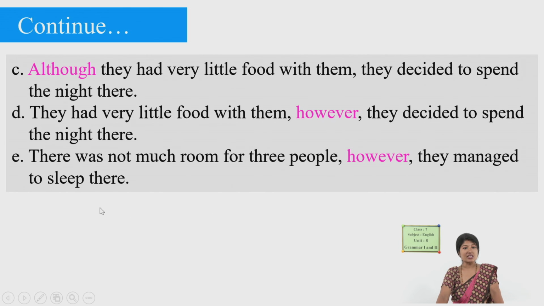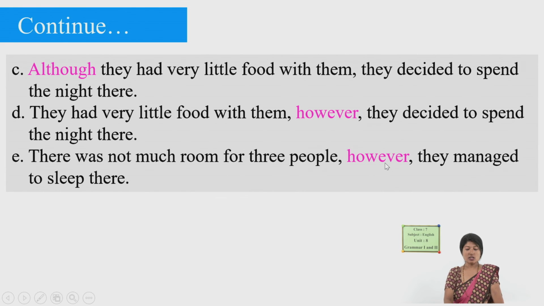However, they managed to sleep there. Means even if it was raining, even if there was little space, they could manage. They could sleep over there. So this is the way we use although, however, and but.